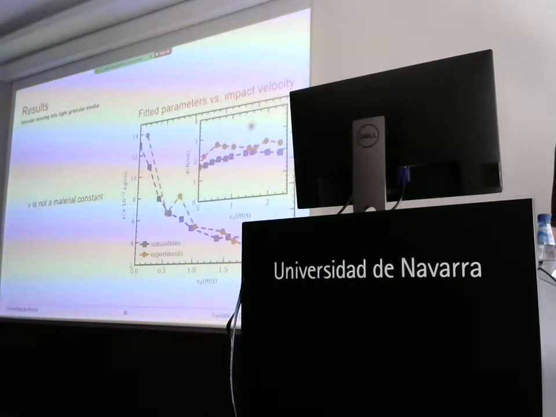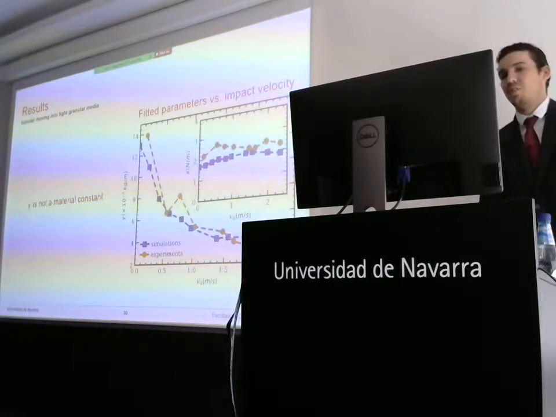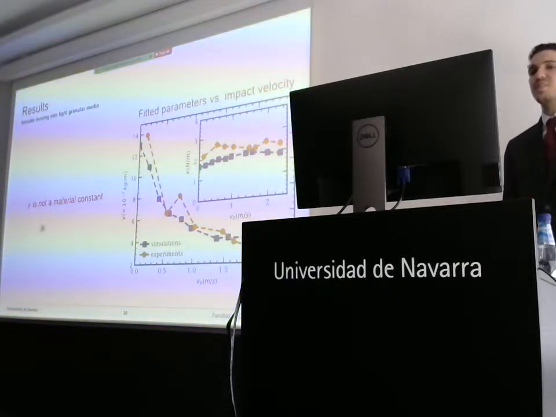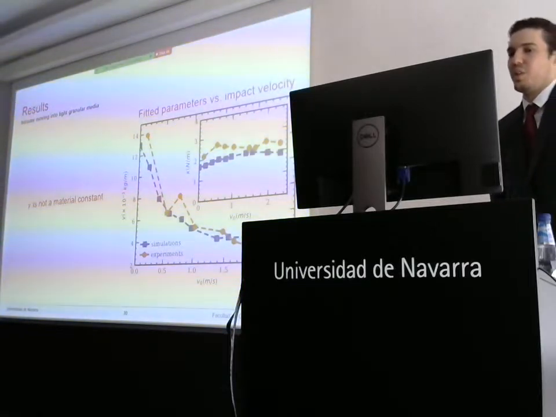Something that has been shown in different ways depending on the investigation, where some researchers say that gamma should be a material constant. However, we have found that gamma is not a material constant. So to see why there is this variation, we will focus on the zero initial velocity and the larger initial velocity, that is 2.323 meters per second.